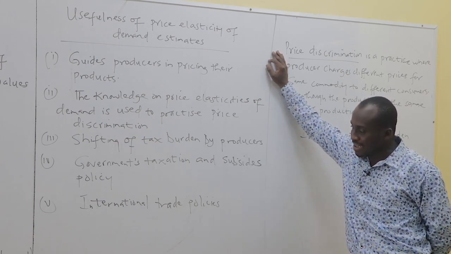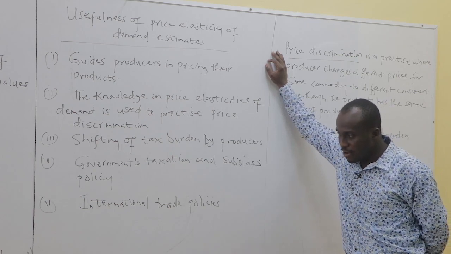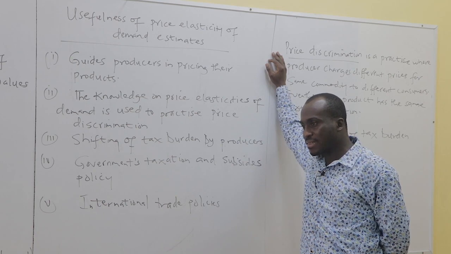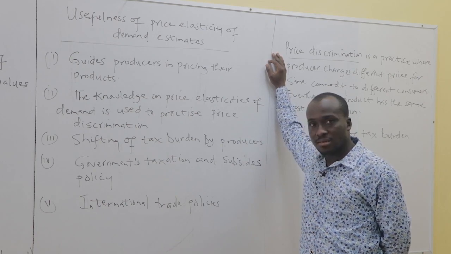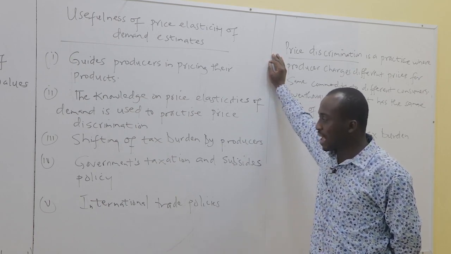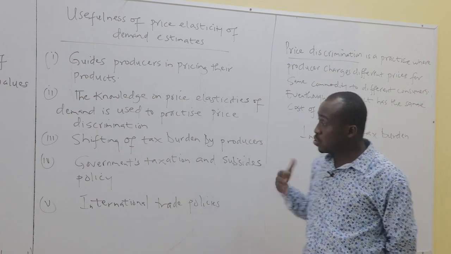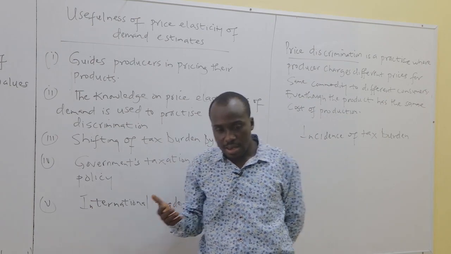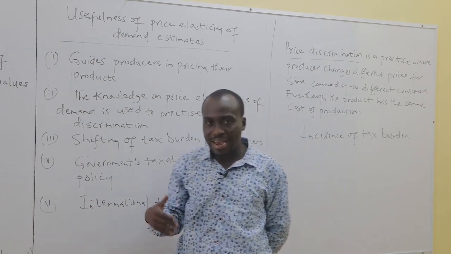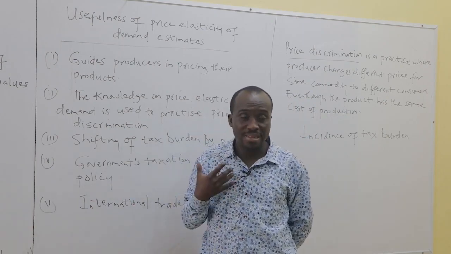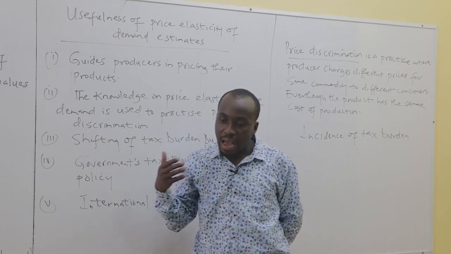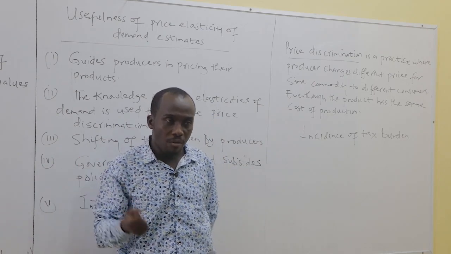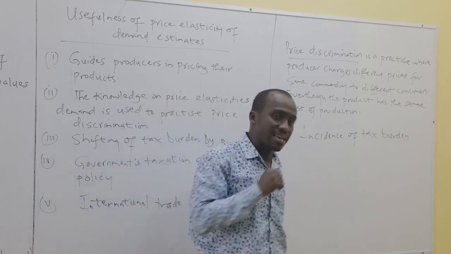IV, government taxation and subsidies. In the area of government too, it's very useful. Government decides on taxes. If I want to impose taxes, on which commodity should I impose more? If I impose more taxes on goods that are inelastic, people will still buy them and I'll make my tax revenue. So let me impose more taxes on goods that are inelastic, and impose less taxes on goods that are elastic.